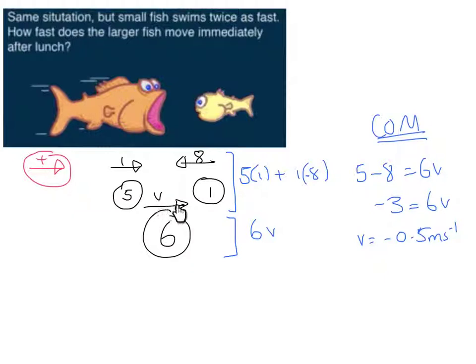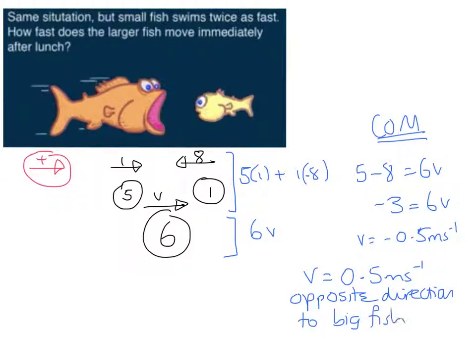When I drew this arrow going right, I didn't actually know which direction the big post-lunch fish would be going. I just guessed, and the v has come out negative, so that means this was wrong. So the velocity of the big fish afterwards is 0.5 metres per second, but in the opposite direction to where it was going before. That's because the little fish had so much momentum, zooming along at 8 metres per second and shooting into the mouth. Even though the big fish is bigger and going this way, the momentum is conserved, and that causes the big fish with the little fish inside to move to the left.